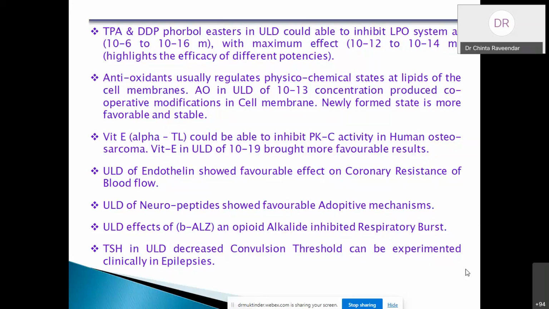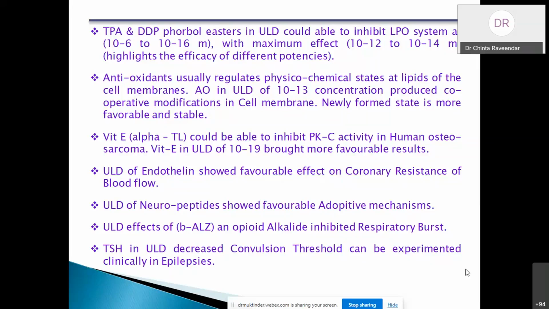Another important example, everybody knows vitamin E and its action. When this vitamin E is diluted and experimented, it was able to inhibit creatine phosphokinase activity in human sarcoma cells. Vitamin E at ultra low doses of 10 to the power of minus 19 has brought more favorable changes. So this all shows how best we can borrow a lot of pharmacology from modern drugs.